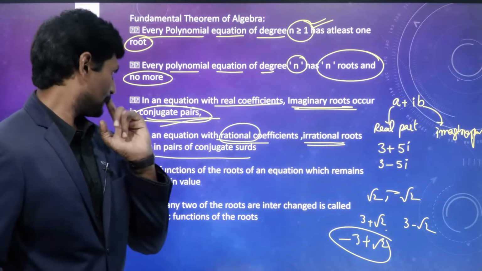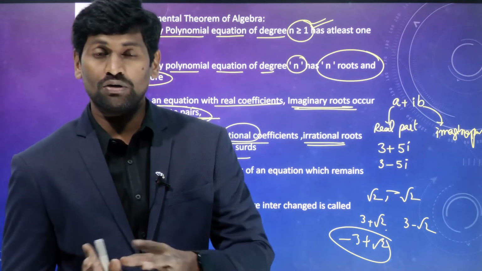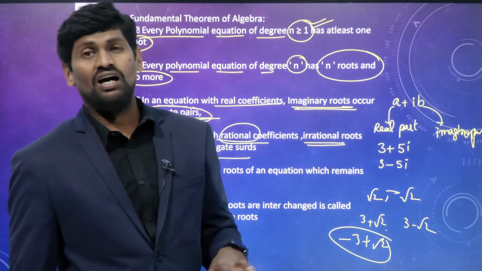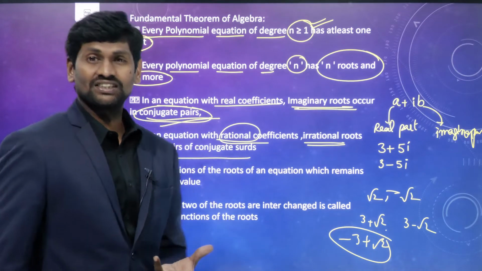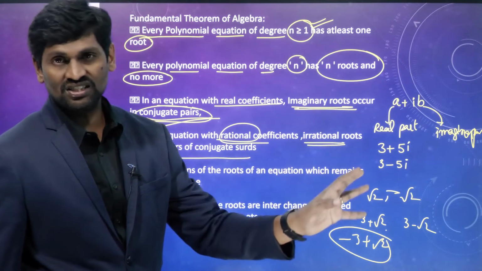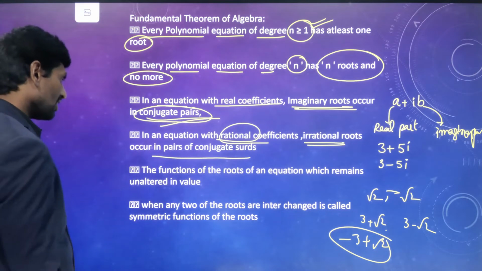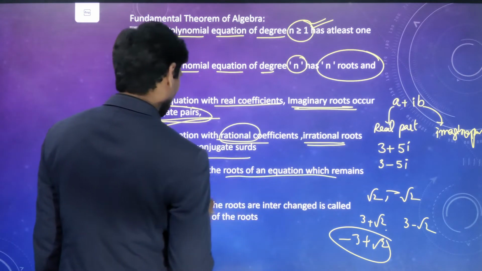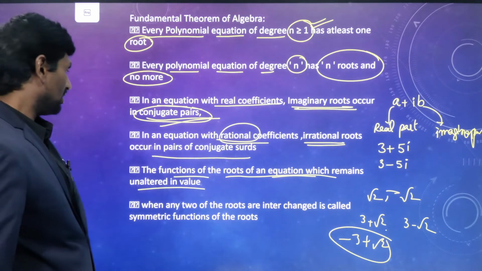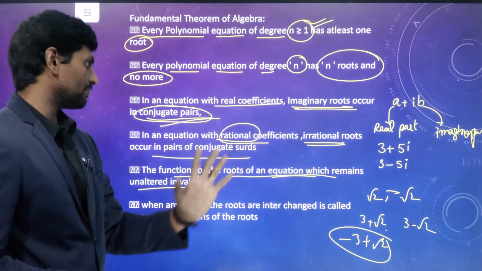These are all conjugate pairs. So that means a polynomial having real coefficients has imaginary roots in conjugate pairs, and if the coefficients are rational numbers, their roots will be irrational and in conjugate pairs. A function of the roots of an equation remains unaltered in value. So the values will not be changed; that depends on the conjugate pairs.